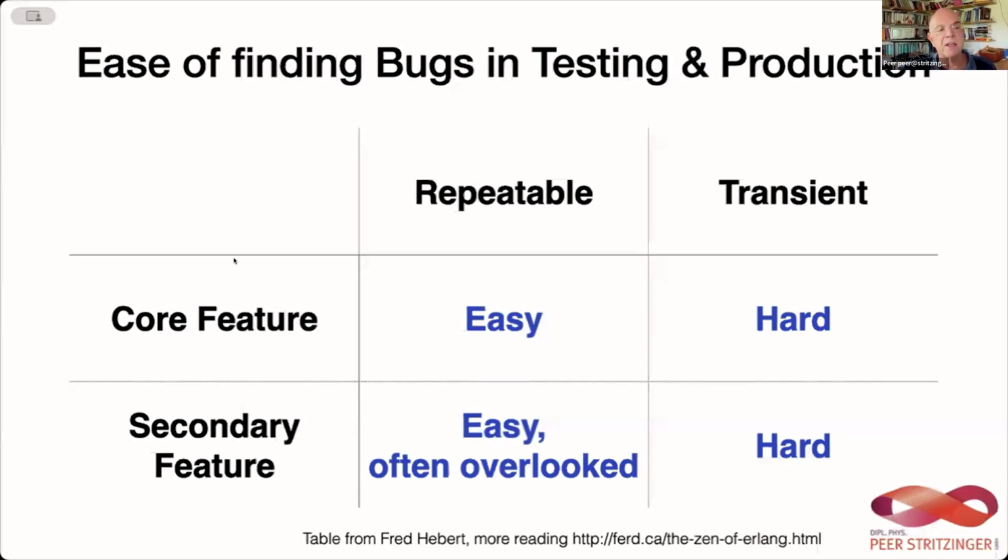And then on the rows, we look at what kind of features the bugs are in: either a core feature or a secondary feature. Repeatable bugs in core features are very easy to find, because if you do your job, you found them in testing already, or the type checker found them. You probably test all your core features with enough repeatable inputs that you find basically all the bugs. And should one occur in production, from the crash logs you very easily see what happened. Oh yeah, I forgot this. Let's write another test and fix this bug.